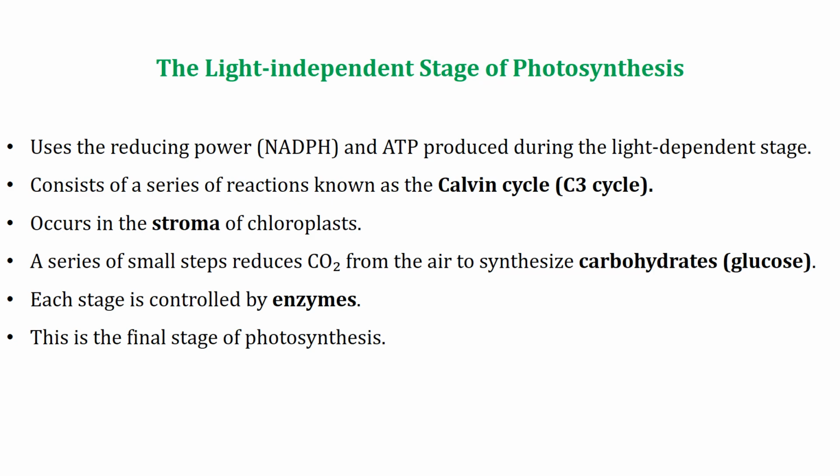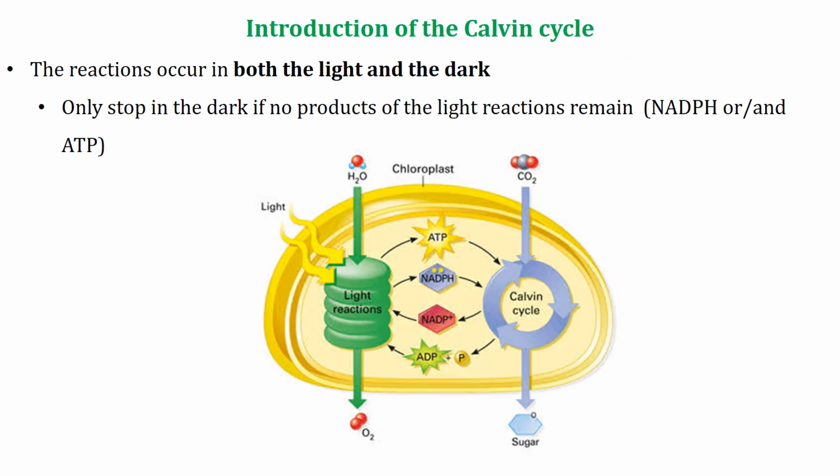The light-independent stage of photosynthesis doesn't require light directly but depends on the ATP and NADPH produced in the light-dependent reactions. A common misconception is that these reactions only happen in the dark. In fact, Calvin cycle reactions occur in both light and dark, but they only stop in the dark when the products of the light-dependent stage, NADPH and ATP, are no longer available.